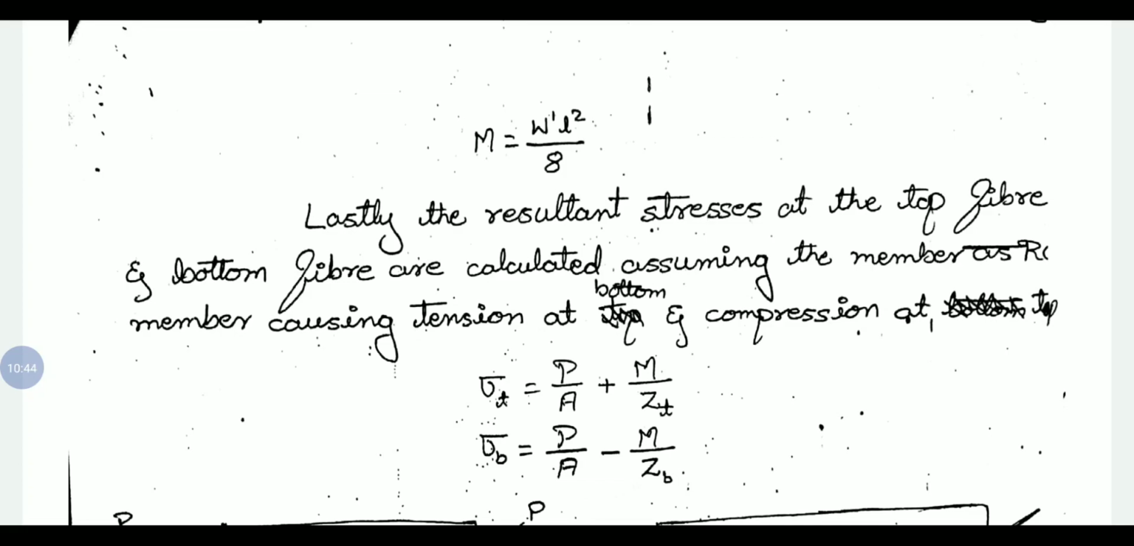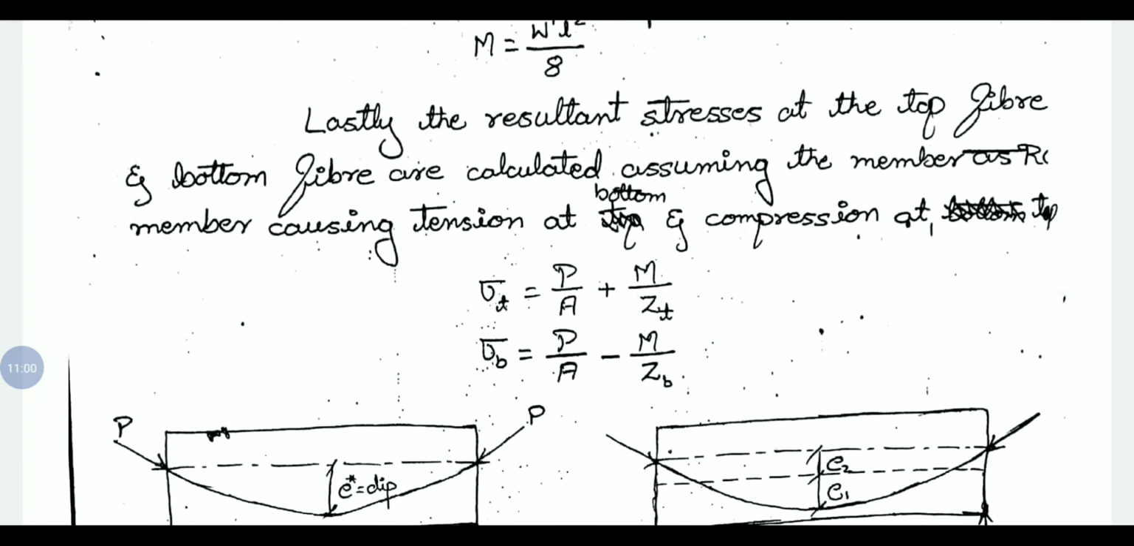So W dash, in the example I have told, with 100 kilonewtons of prestressing force and 150 kilonewtons of dead load and live load, that 50 kilonewtons of excess load we are applying will be your W dash. For that you consider the moment and calculate the fiber stresses. That sigma T and sigma B is the same as Ft and Fb. Since we are considering stresses, they can be denoted by both F or sigma T and sigma B.